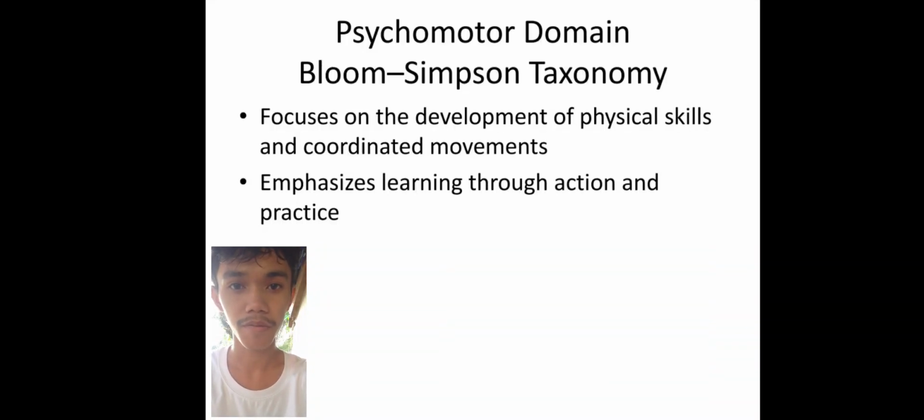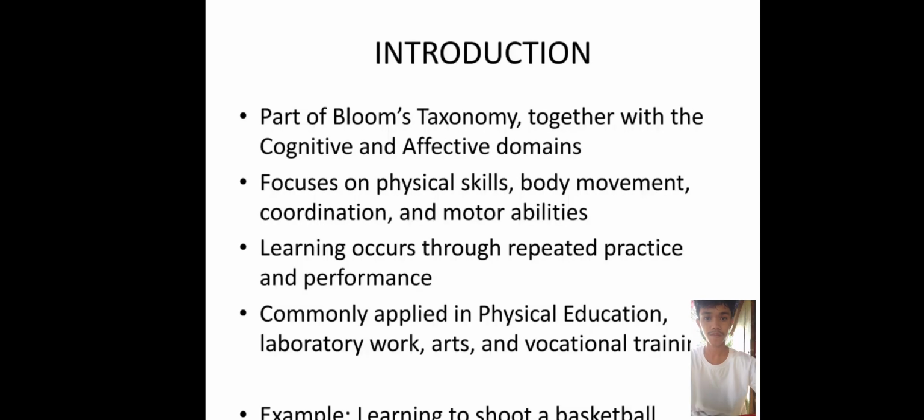Psychomotor domain, Bloom-Simpson's taxonomy, focuses on the development of physical skills and coordinated movements, and emphasizes learning through action and practice. Part of Bloom's taxonomy, together with the cognitive and affective domains, it focuses on physical skills, body movement, coordination, and motor abilities. Learning occurs through repeated practice and performance, commonly applied in physical education, laboratory work, arts, and vocational training. For example, learning to shoot a basketball.